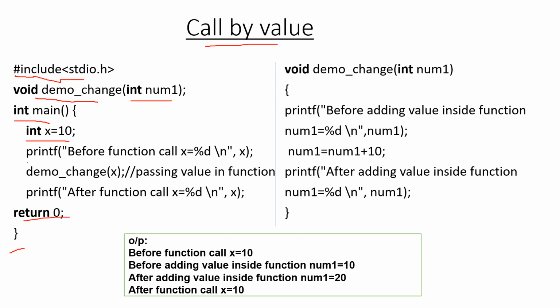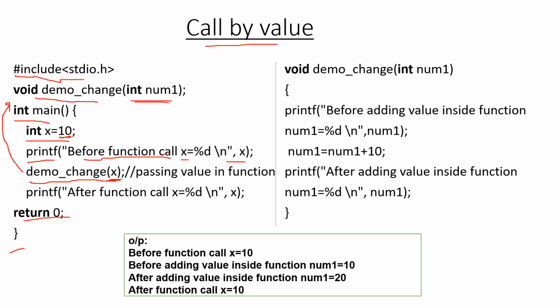Now the first statement prints the value of x before the function call. So the 10 which I have stored here will be printed here. Now my next statement is demo change, and in brackets I have used x. What is demo change? Demo change is the function which I have declared with formal parameter num1. And here my actual parameter is x. So you can see the value of x is 10 here.